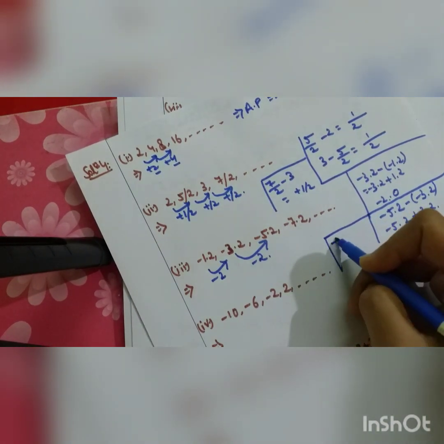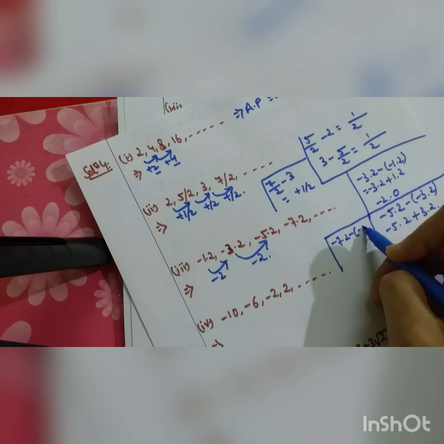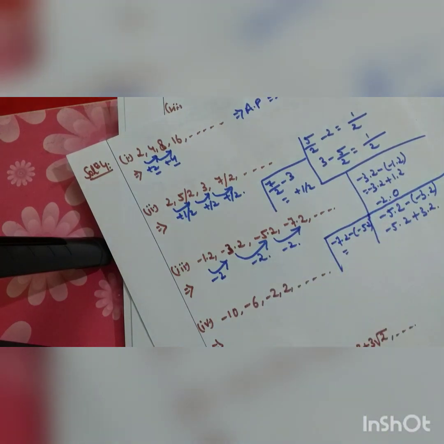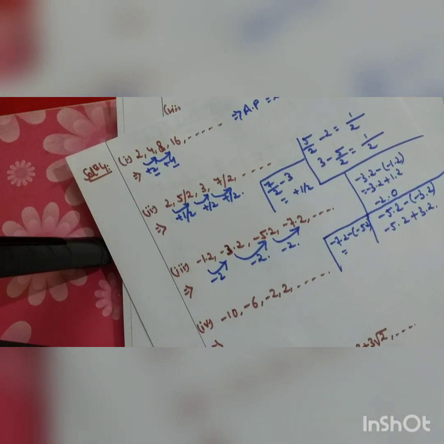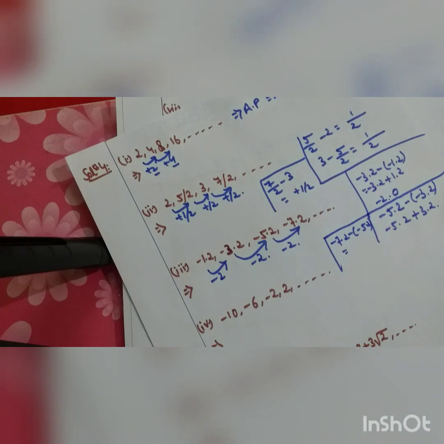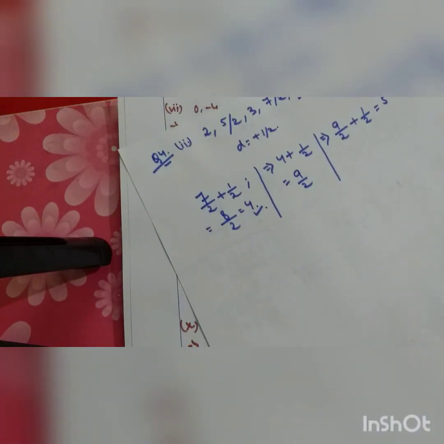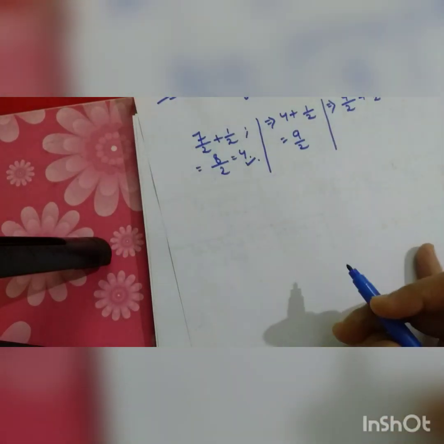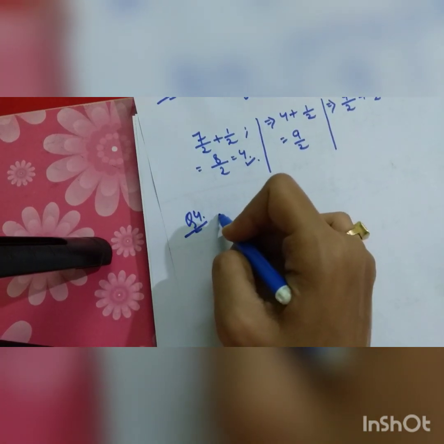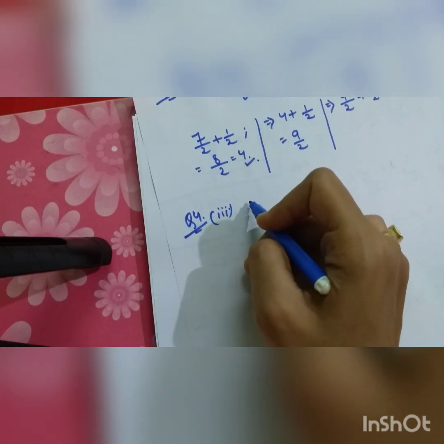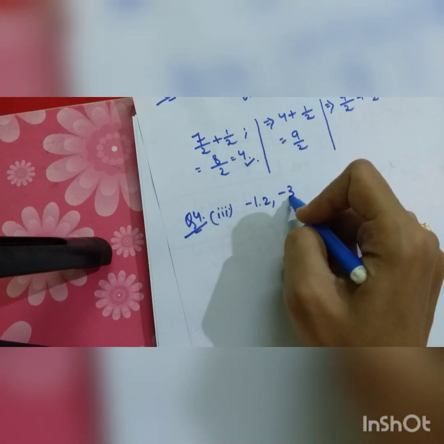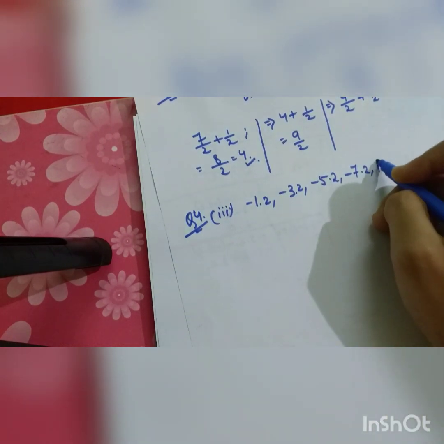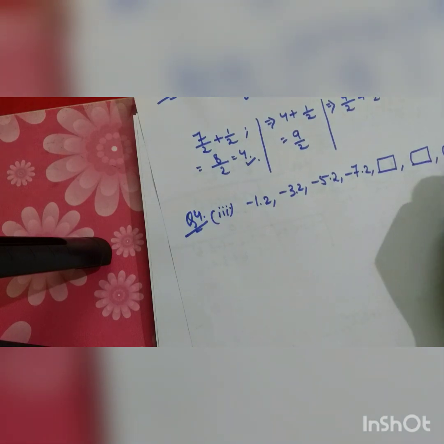Now again check the fourth term, subtract the fourth term from the third term. When you subtract it, again you will get minus 2. So since our common difference is same, you have to find the next three terms after minus 7.2. I am doing the solving part here because space was not there. So for question number 4, I am solving that C part. The series was minus 1.2, minus 3.2, minus 5.2 and minus 7.2. You have to find the next three terms after minus 7.2.